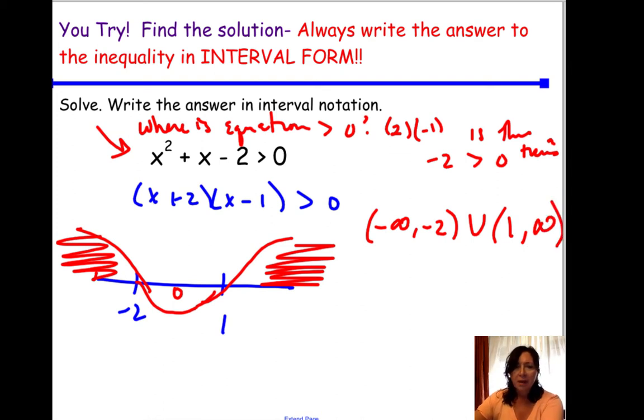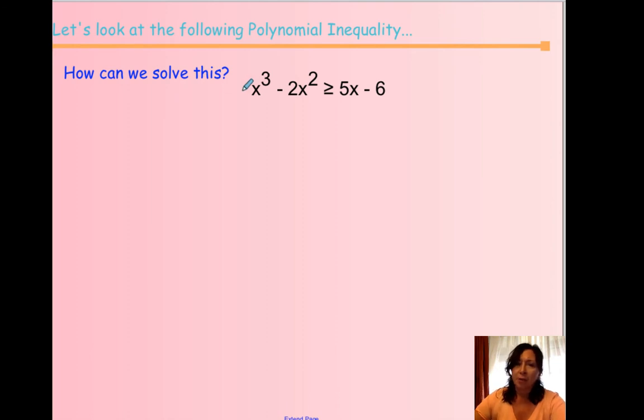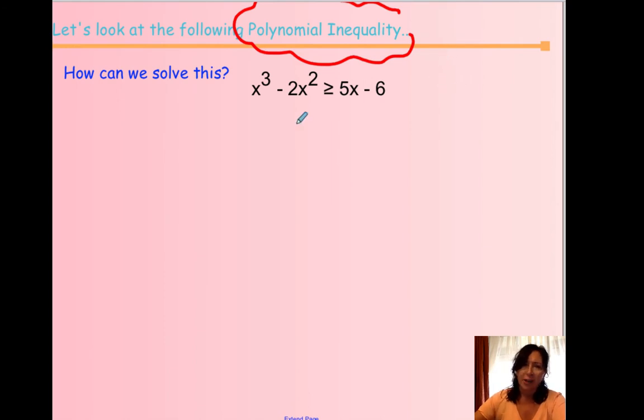Okay? Another problem, similarly, like this, another polynomial inequality. The first step you need to do is set it equal to 0. So let's do that. So we have x cubed minus 2x squared minus 5x, add 6, greater than or equal to 0.